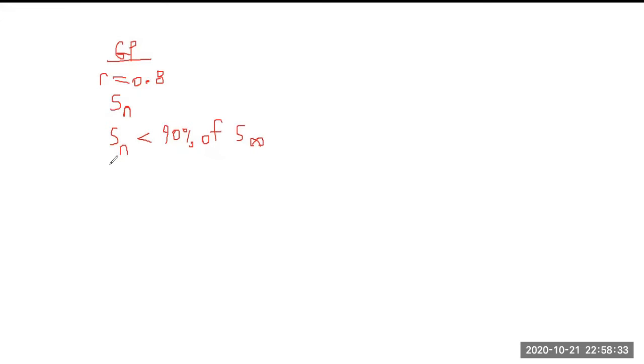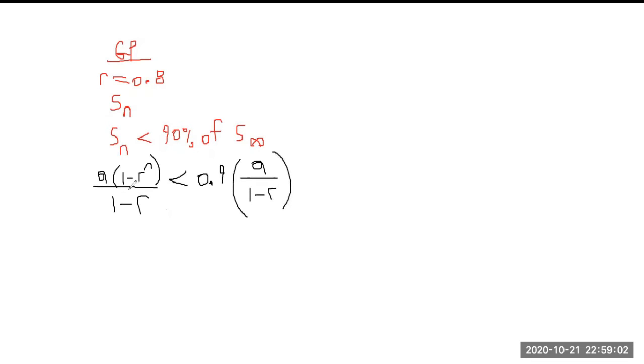Now Sn, as we know, is A times 1 minus r to the n over 1 minus r. That's Sn, and it's less than 90%. 90% as a decimal is 0.9 of A over 1 minus r. So that's what we're solving. Now, we don't know what A is, but we don't need to know, because when we have an inequality like this, the A's are going to cancel on both sides.